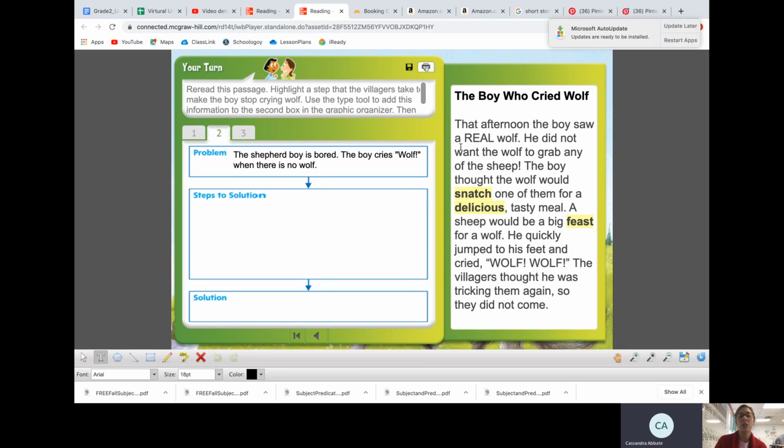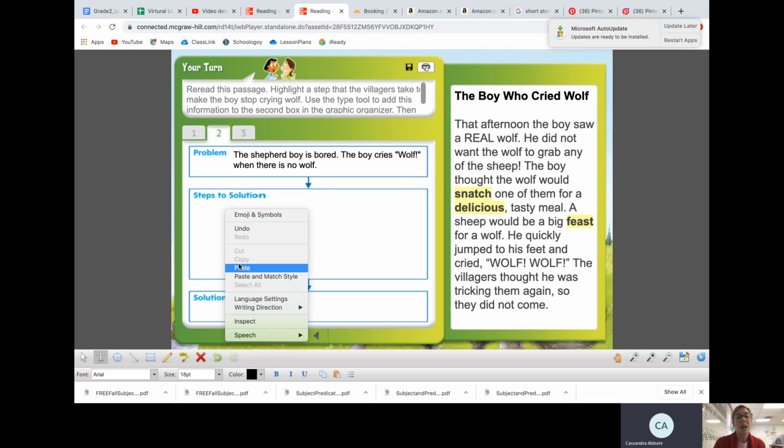That afternoon, the boy saw a real wolf. He did not want the wolf to grab any of the sheep. The boy thought the wolf would snatch one of them for a delicious, tasty meal. A sheep would be a big feast for a wolf. He quickly jumped to his feet and cried, "Wolf, wolf!" The villagers thought he was tricking them again, so they did not come.